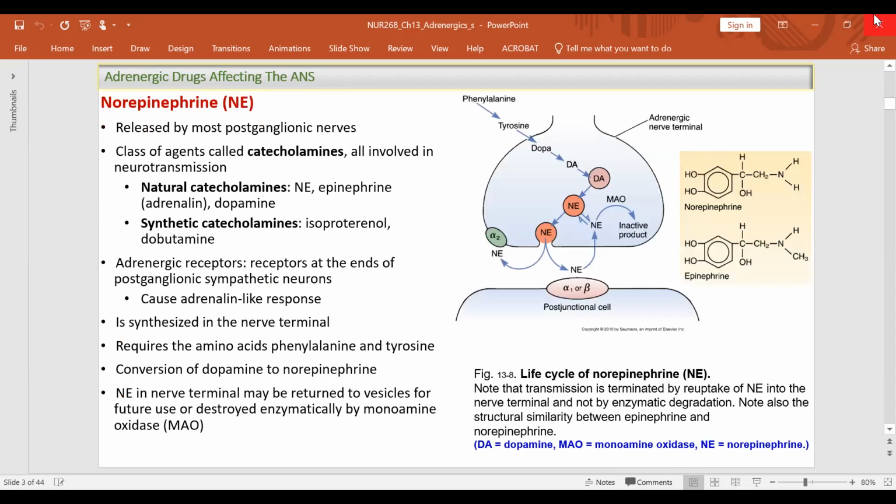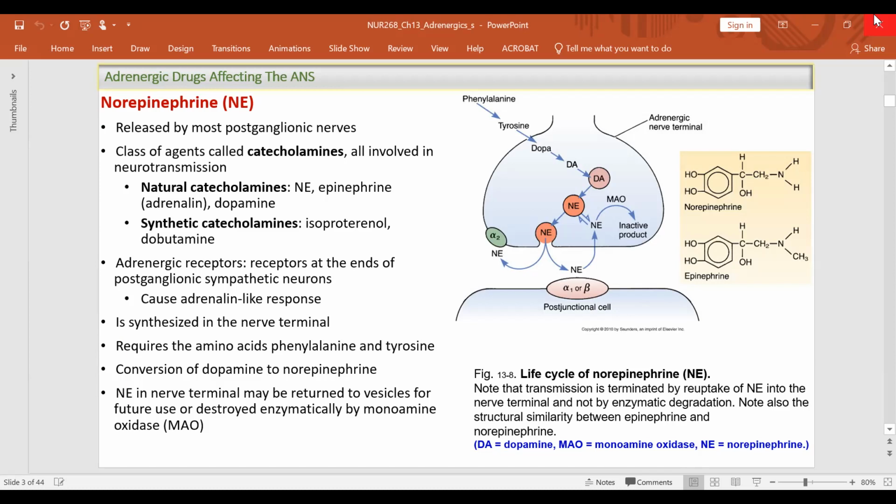So if we look at how phenylalanine, tyrosine becomes dopa, and then dopamine, and then dopamine becomes a precursor for the norepinephrine, and how norepinephrine will be in the presynaptic nerve, it will be released into the synaptic cleft, and then it will bind to the alpha or beta receptor. So the norepinephrine may disintegrate. So the life cycle, we went over in chapter 12.